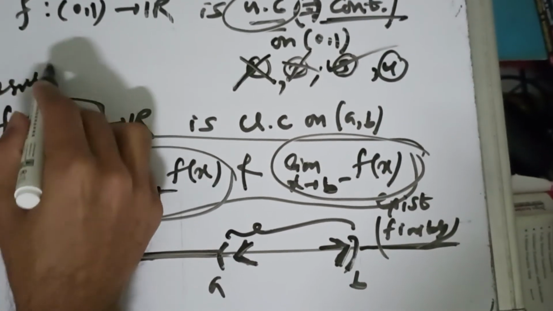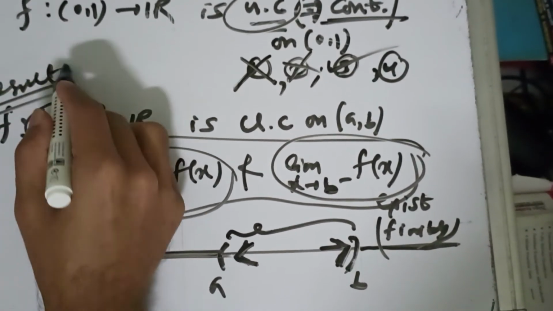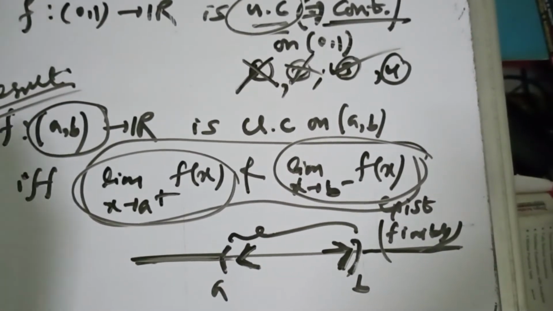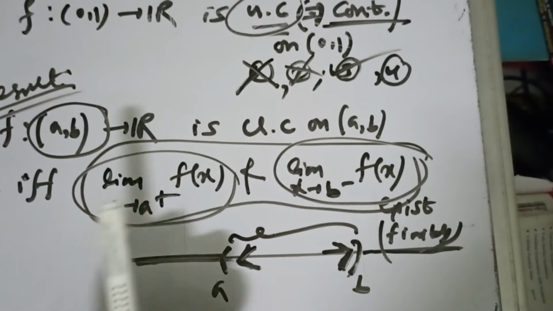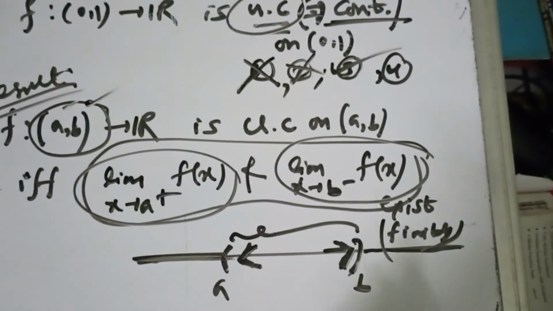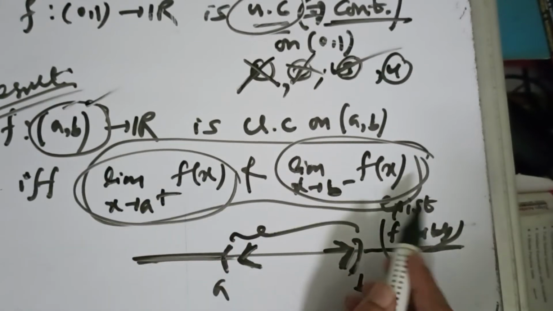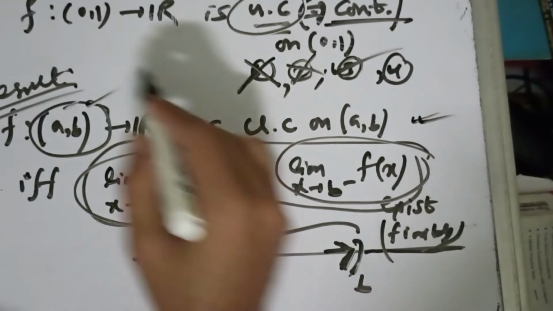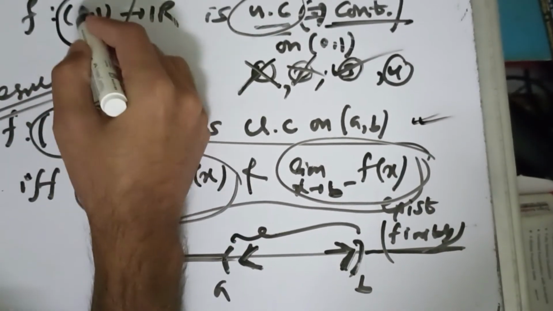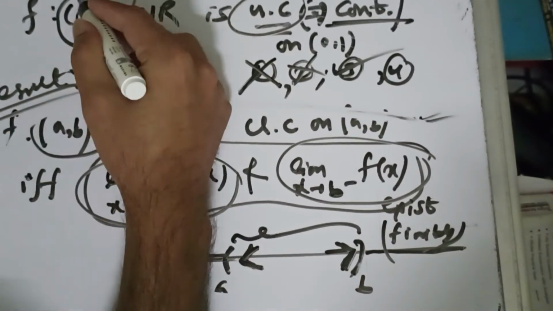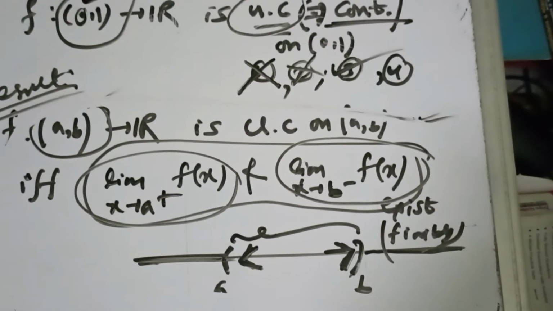It is a real result, and in every book of real analysis you will get it. If a function f from (a,b) to R is uniformly continuous, then the limit as x tends to a plus of f(x) exists, and the limit as x tends to b minus exists. Conversely, if both limits exist, then the function is uniformly continuous. Since I have proved that the function is uniformly continuous on open (0,1), from this result we can easily say that the limit as x to 0 plus of f(x) exists. And then option 4.